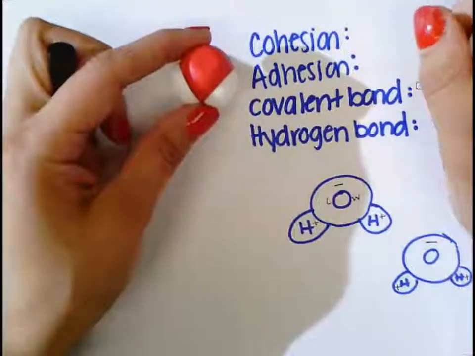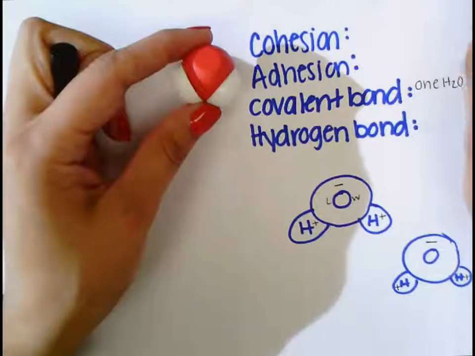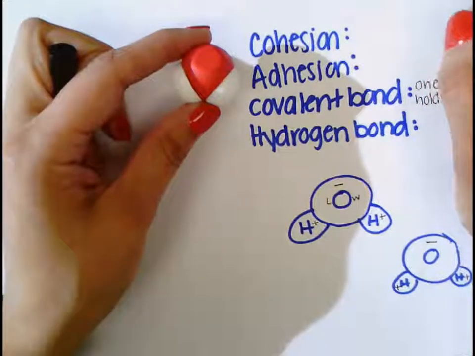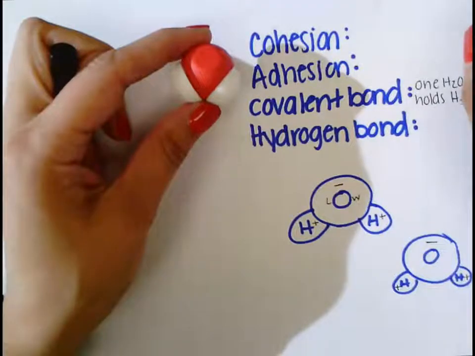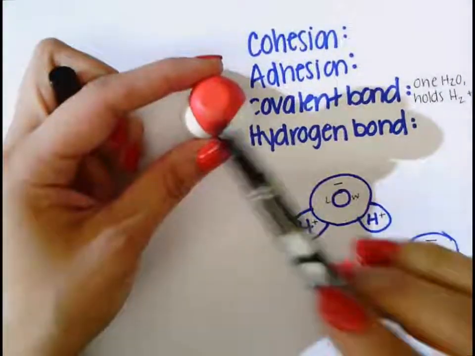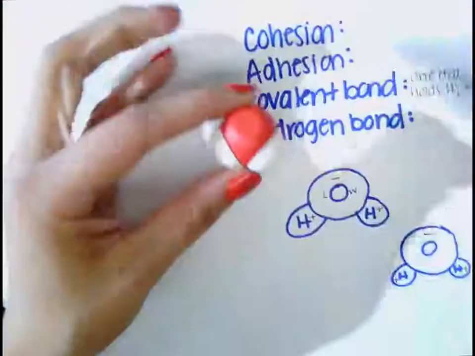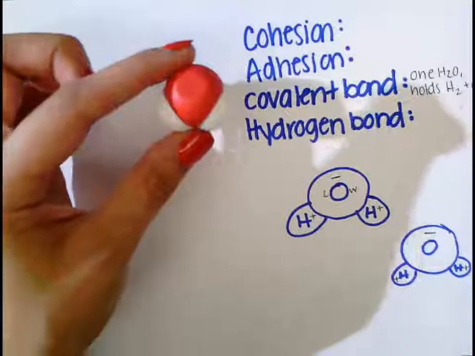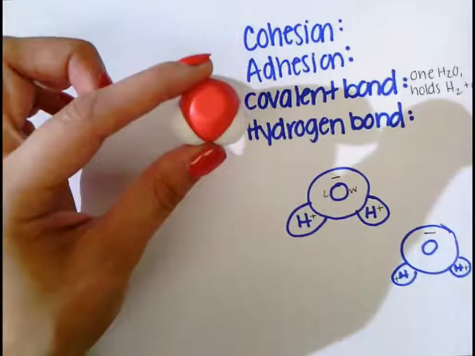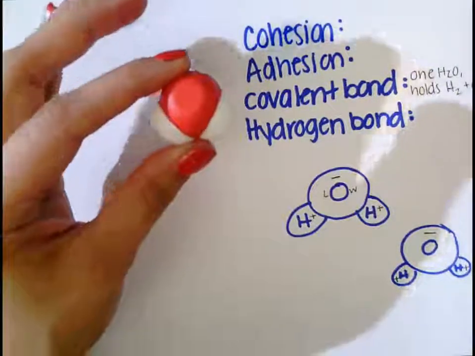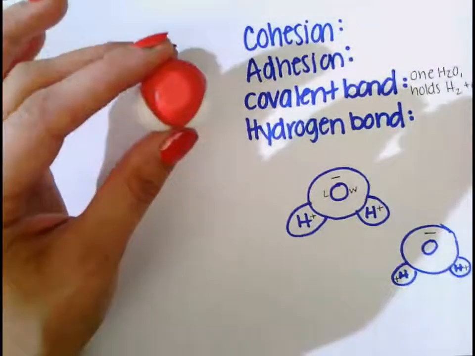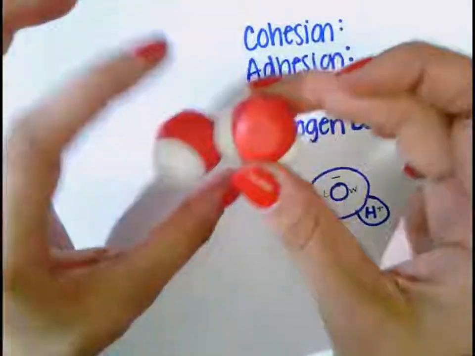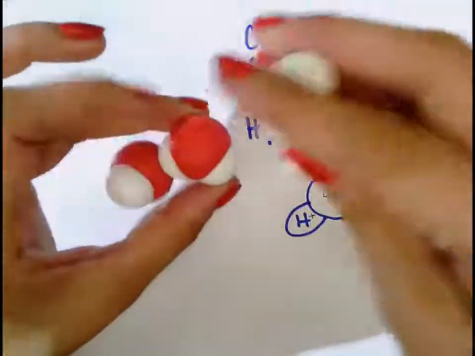So one H2O holds H2 plus O, okay? So that's a covalent bond. Now, a hydrogen bond is different. We never just get one water molecule. That would be extremely unsatisfying when you reach for your glass of water. However, we do have water molecules combined.